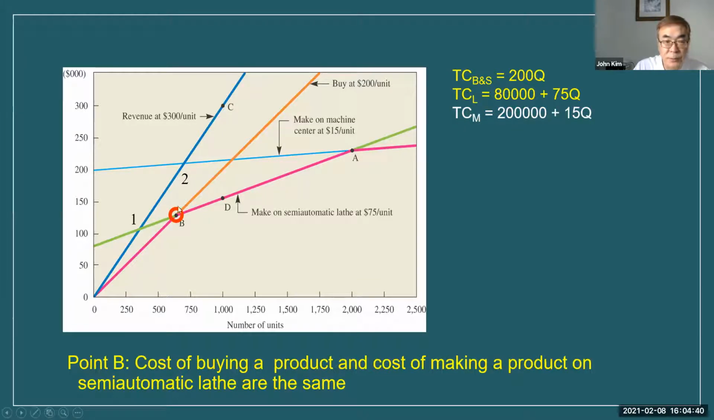Okay, another point here. Point B, on this point, option two and option one cross. So on point B, cost of buying a product and cost of making a product on semi-automatic lathe are the same. So the first option, total cost is 200Q. And second option, 80,000 plus 75Q. So on this point, TC buy and sell equals TC lathe, and substitute.